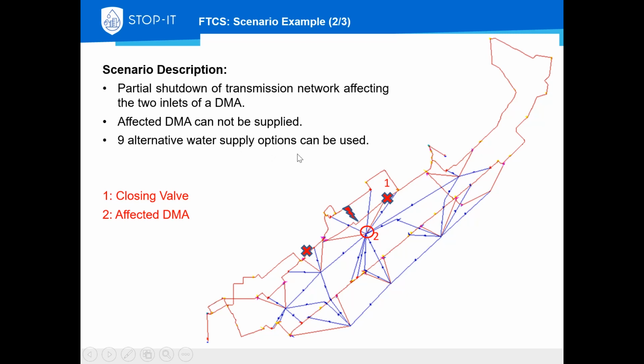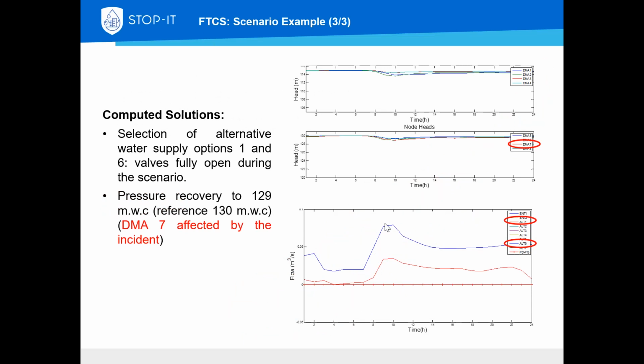options. Then we run the tool, and the tool proceeds to select which are the best alternative water supply options in order to recover the water supply, the pressure in the DMA, and also taking into account using the minimum alternative water supply options, and if possible without modifying the default strategies that apply to the pumping stations.